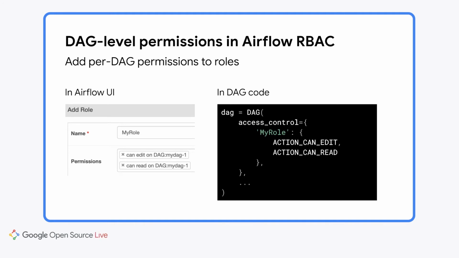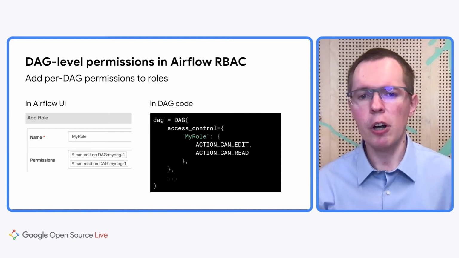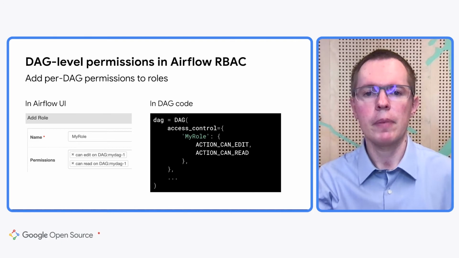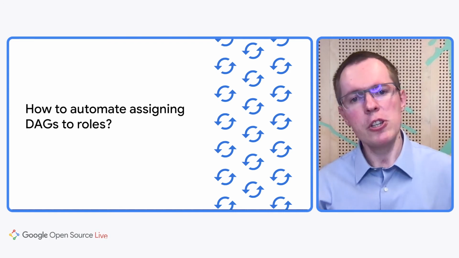Adding per DAG permissions to roles can be done either by editing roles in Airflow UI or by specifying roles and permissions through the access control property in the DAG code. This is shown in the screenshots. And this works, but what if you have many DAGs and many roles to which you want to add the per DAG permissions? In that case, maintaining a consistent configuration can be cumbersome and error-prone if it depends on manual configuration of every single DAG. This is a problem that we've identified and wanted to solve it through automation.